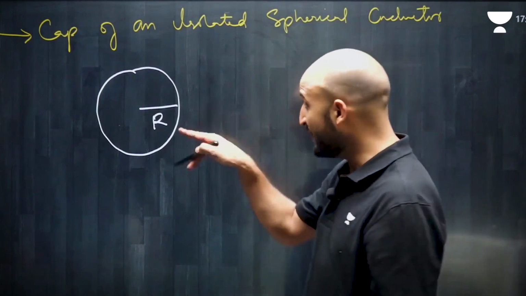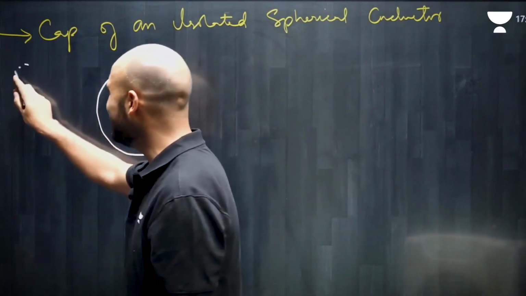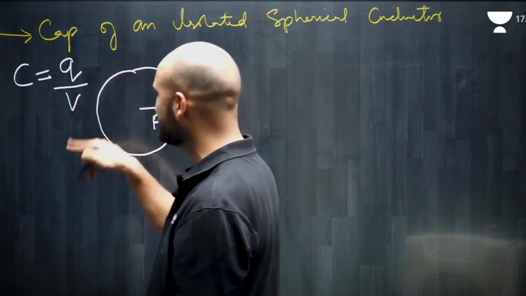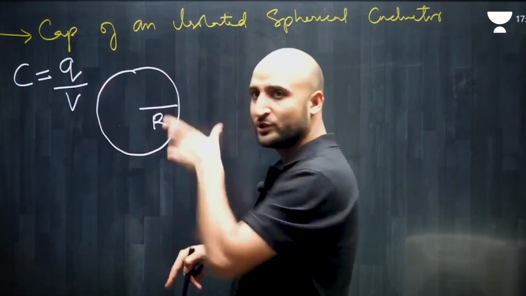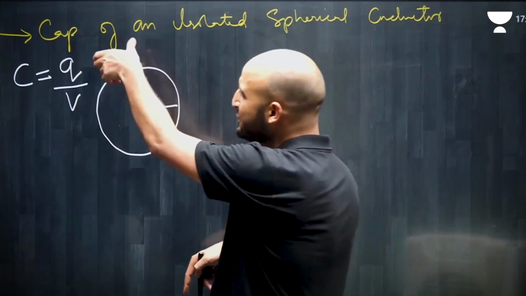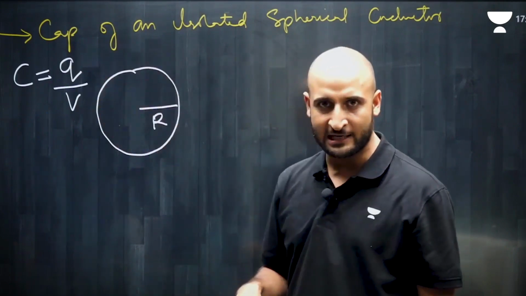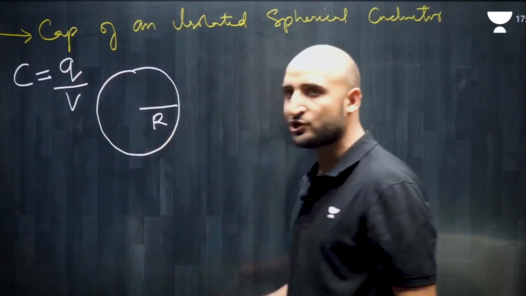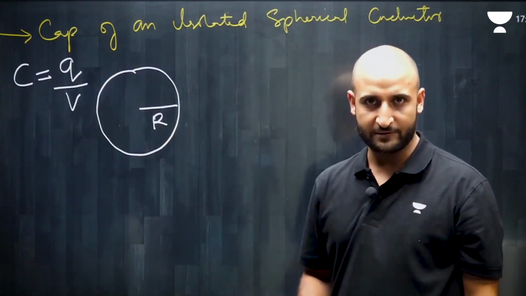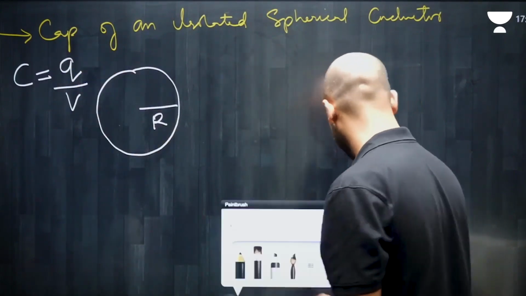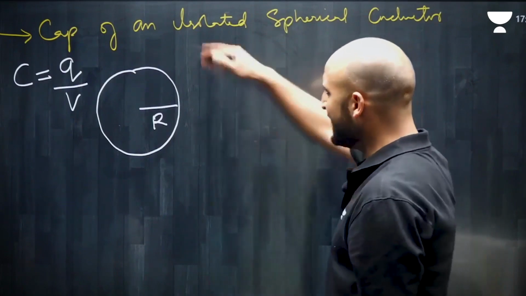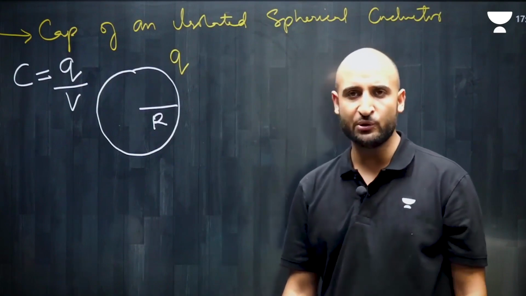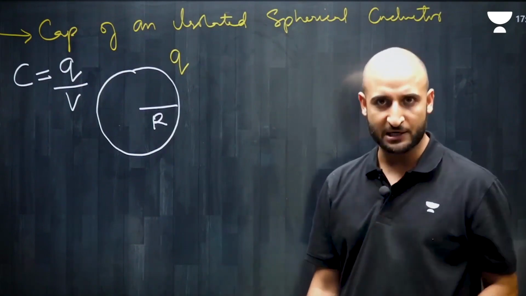As the equation is with us, C is always equal to Q divided by V. So what I have to do is give charge to this isolated spherical conductor, check the potential, and make the ratio, and you get the capacitance of this isolated sphere. Right? Let's do it. Have a look here. Let's assume that I give it charge Q. I give charge Q to this isolated spherical conductor.